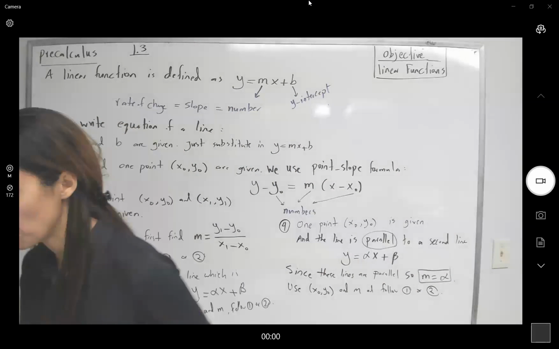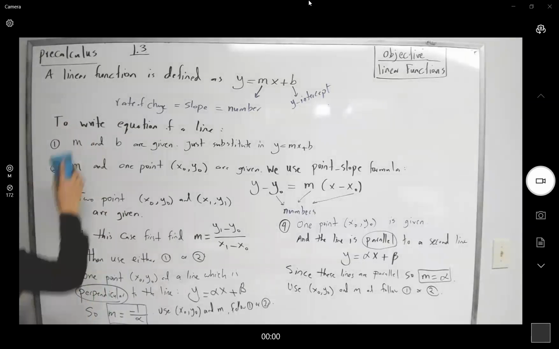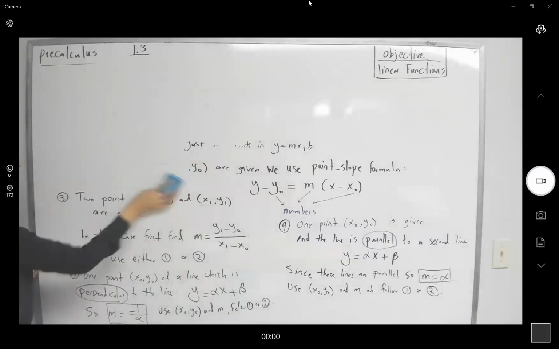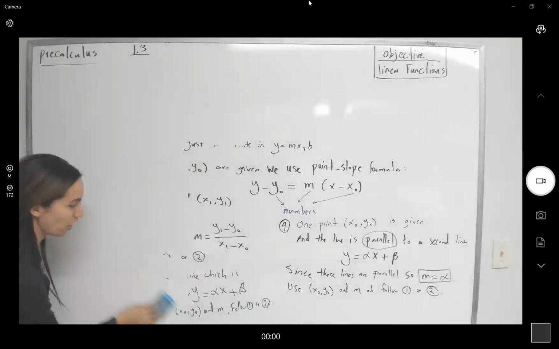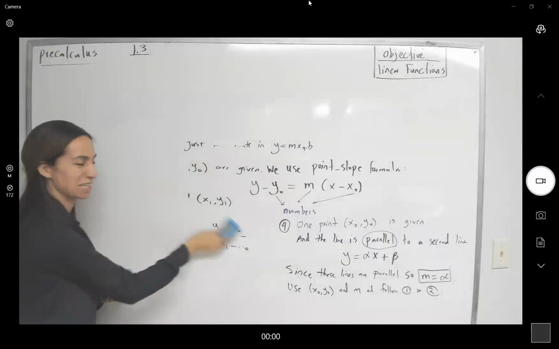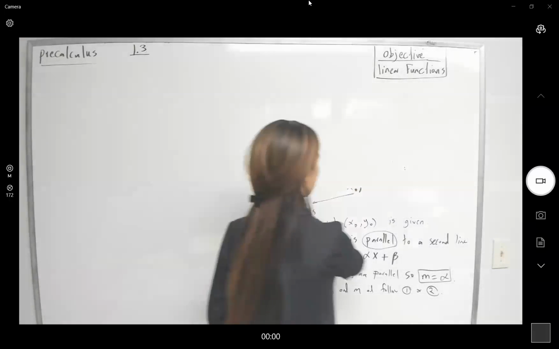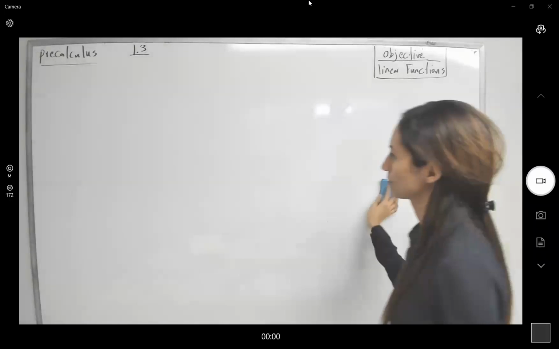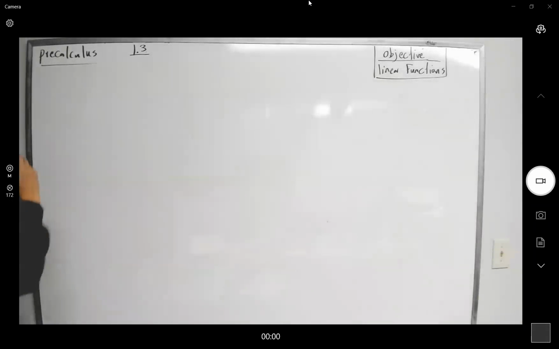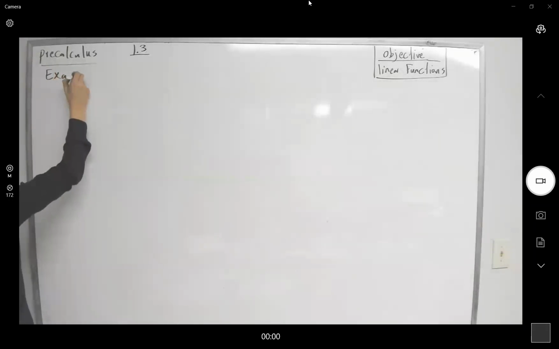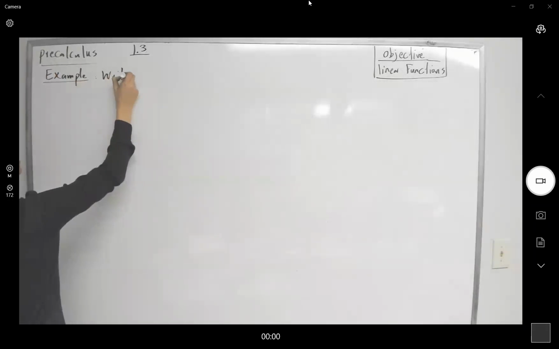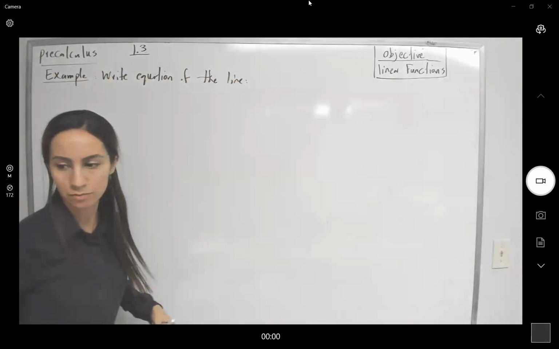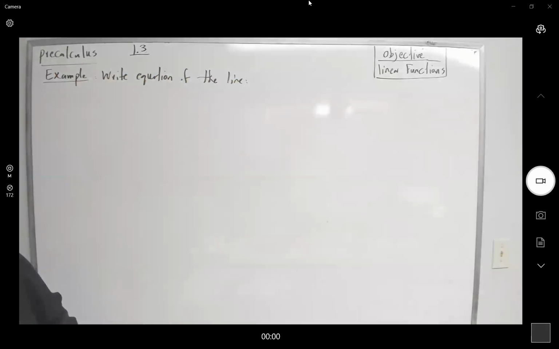Very good. Suppose you have the following examples. Now remember that we have 5 scenarios. We need to identify each scenario and follow the method. Question says, example, write equation of the line.